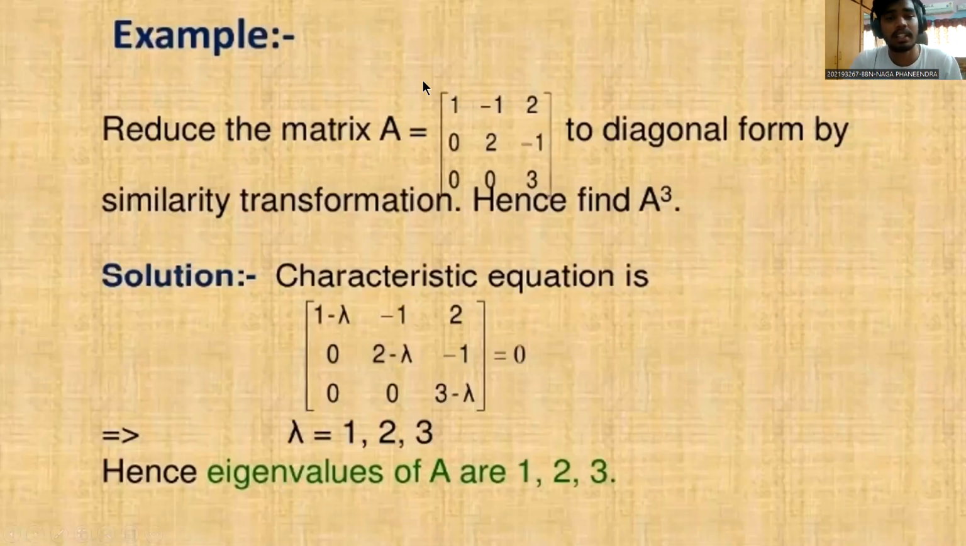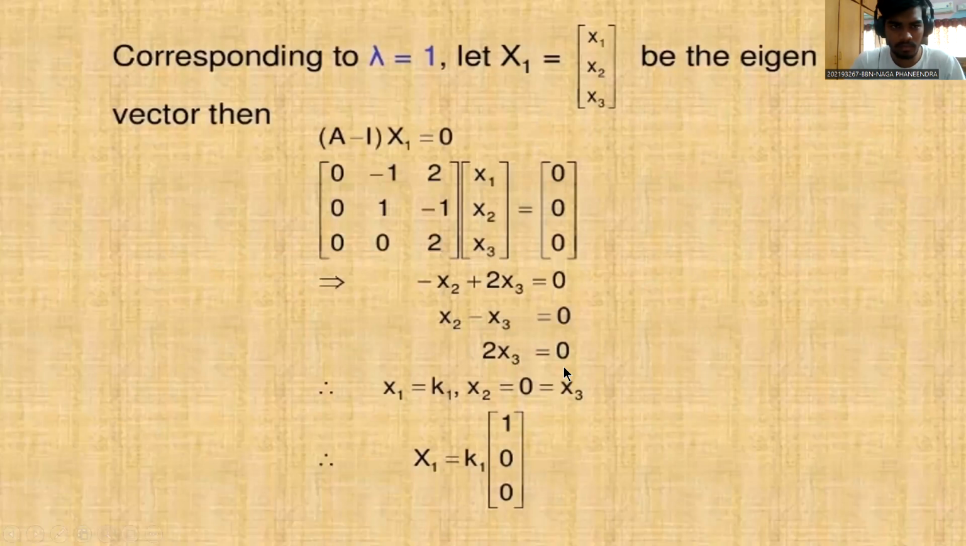Example: reduction of matrix A to diagonal form by similarity transformation, and find A cube. As we know, we get the characteristic equation by doing A minus lambda I, and by solving that equation we get three values. The eigenvalues are 1, 2, 3.